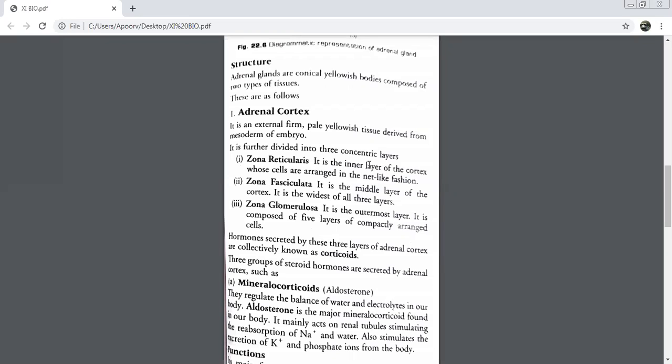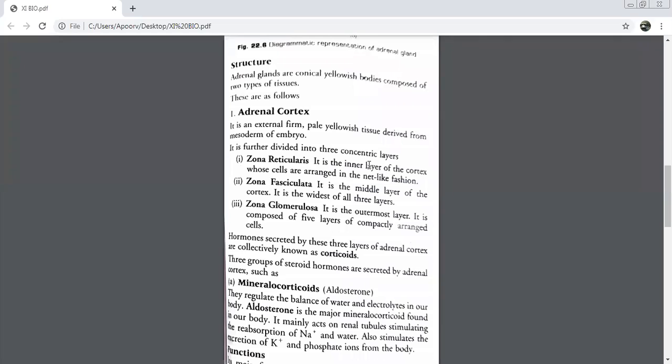Widest means broad, the most broad. It is zona fasciculata, the middle layer. And now let's go on to the outermost layer. Its name is zona glomerulosa. Speak out. Zona glomerulosa.